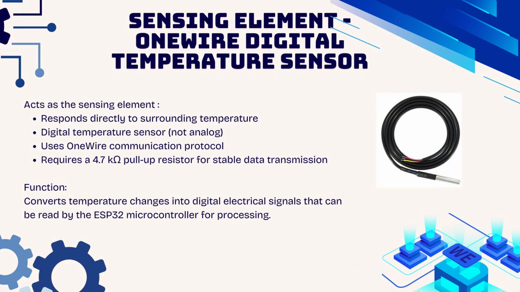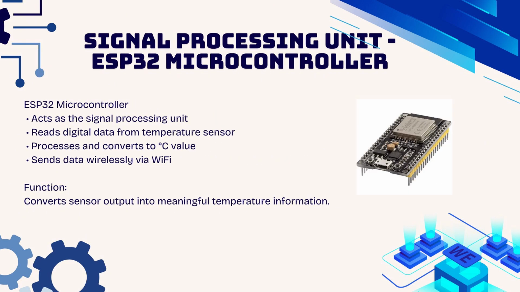for the processing later. As our signal processing unit, we use the ESP32 microcontroller, so it acts as the signal processing unit which will read the digital data from the temperature sensor. This ESP32 will process and convert it to a Celsius value. The function is to convert sensor output into meaningful temperature information.